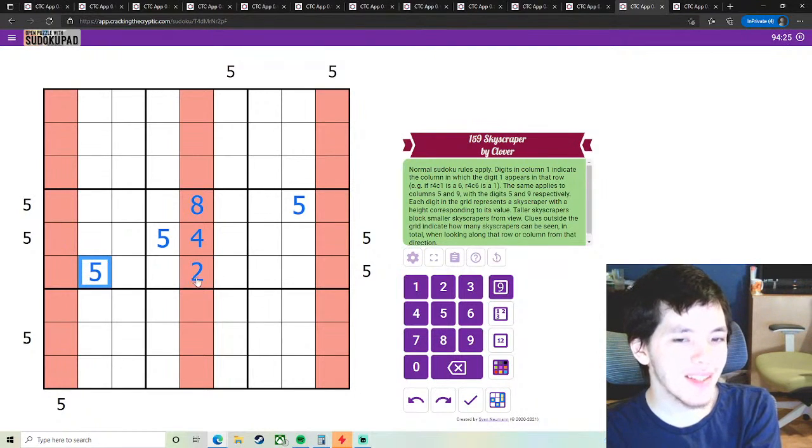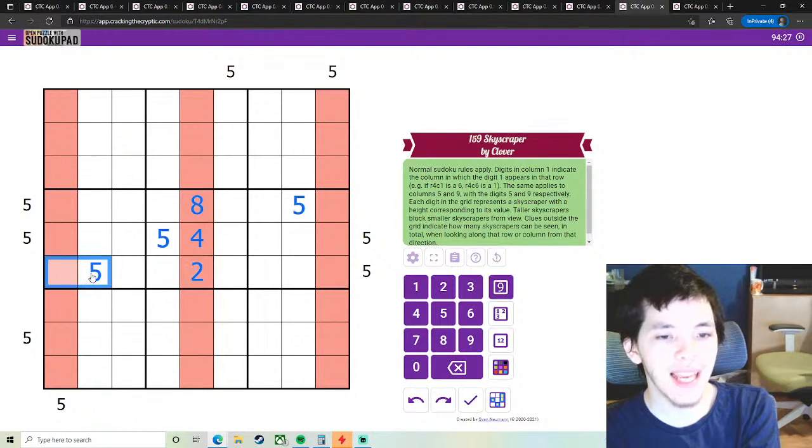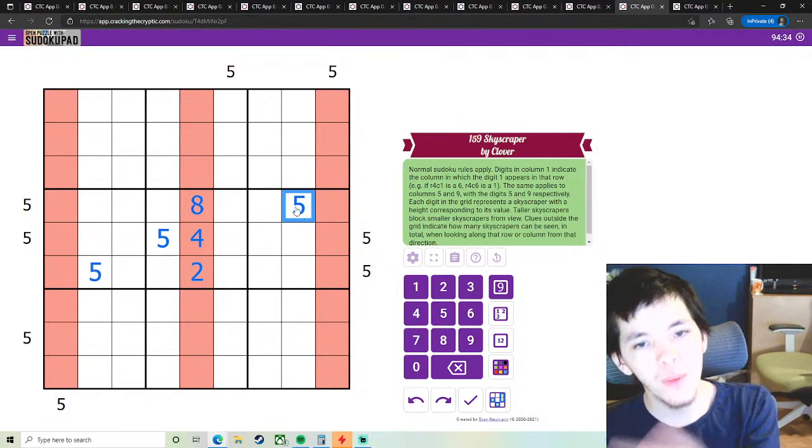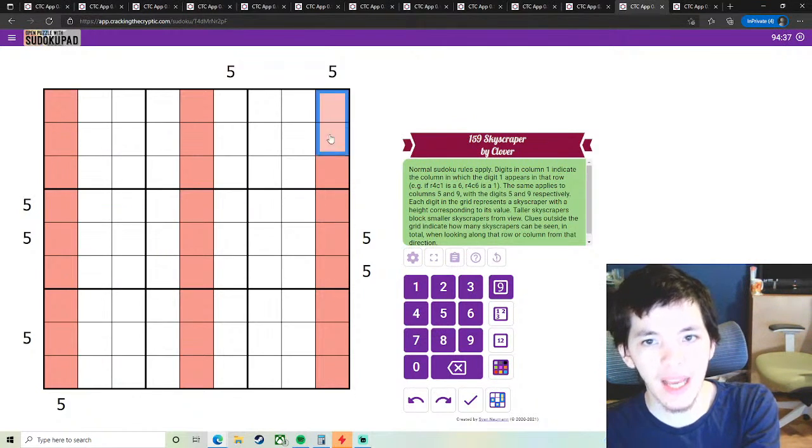So hopefully that makes sense. This 2 means that I put a 5 on the 2nd row. This 4 means I put a 5 on the 4th row. This 8 means I put a 5 on the 8th row. And the same rule will apply over here with the 9s.